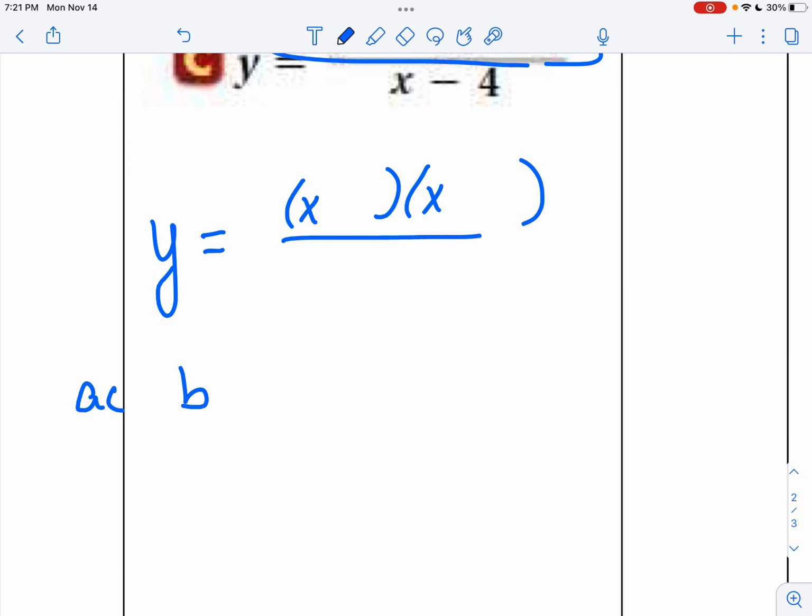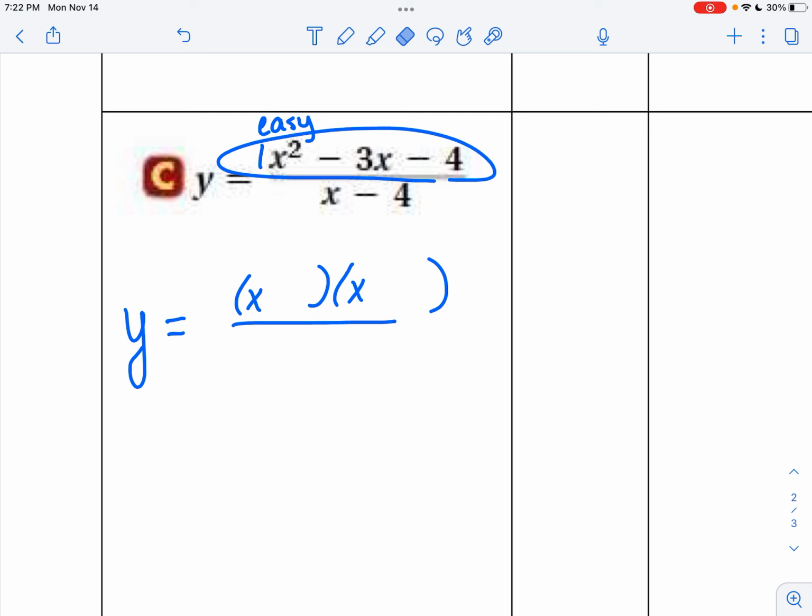That's how I like to factor. I don't like the chart as much. Hey, time out. You need the chart if A isn't 1. Oh, that is a good point. Thank you. I only make good points.